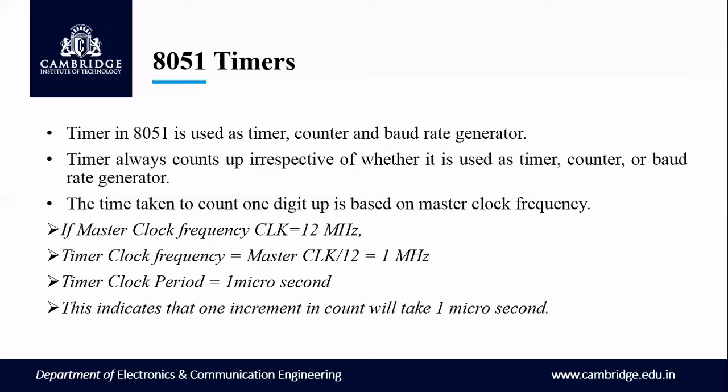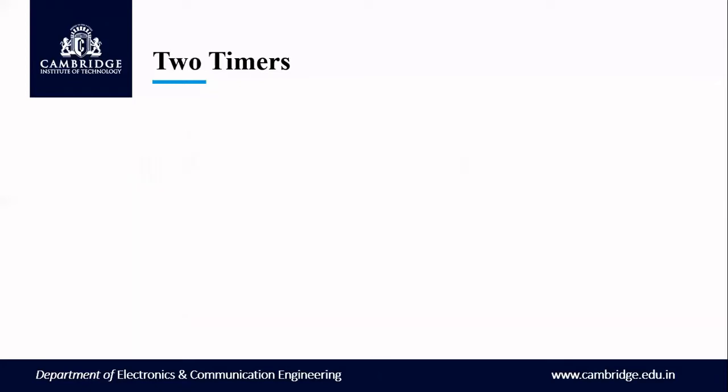If you understand this concept, it is very easy for us to write the delay program. For example, if you want to generate a 5 millisecond delay, how many counts are required with a particular time period? If you know that, we can calculate the delay. In that case, we can write assembly code for generating a pulse or a square wave. So let us concentrate on the timers. How many timers are there in our 8051 IC?